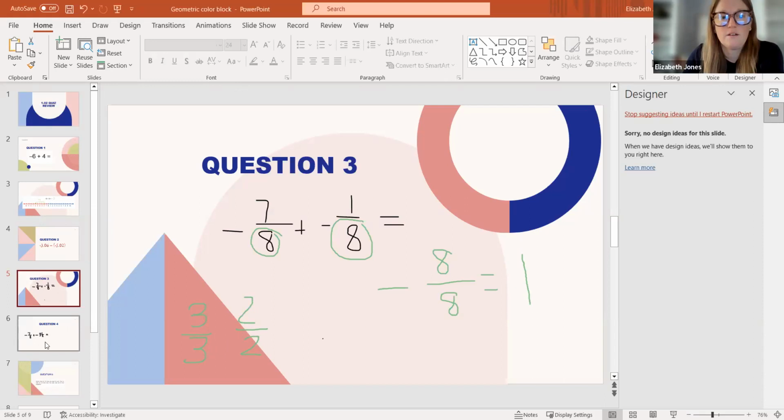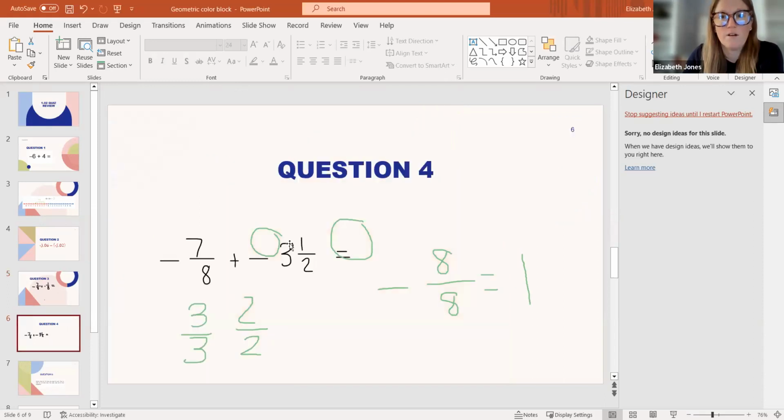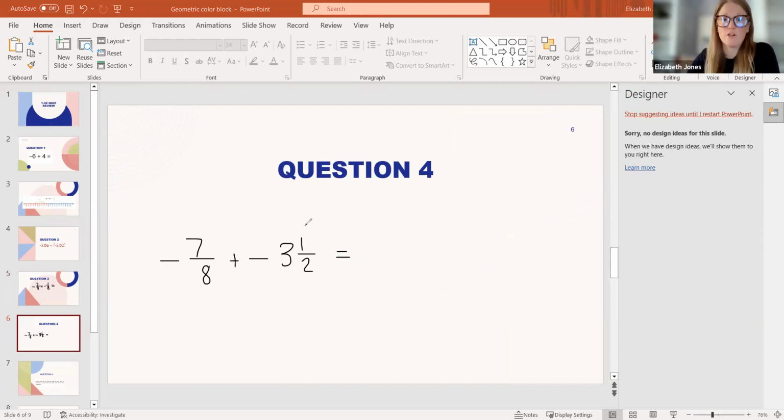Next slide. Question number 4. I've got to clear my drawings here. Now, what's different about this question than the last? Not only do we have different denominators, but we also have a mixed number. So we're going to need to do a couple things.